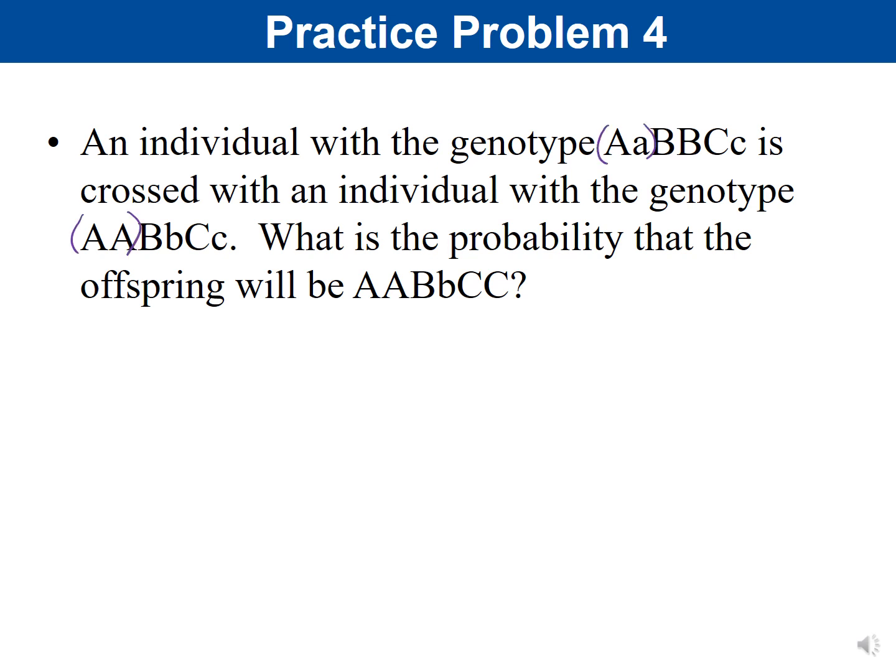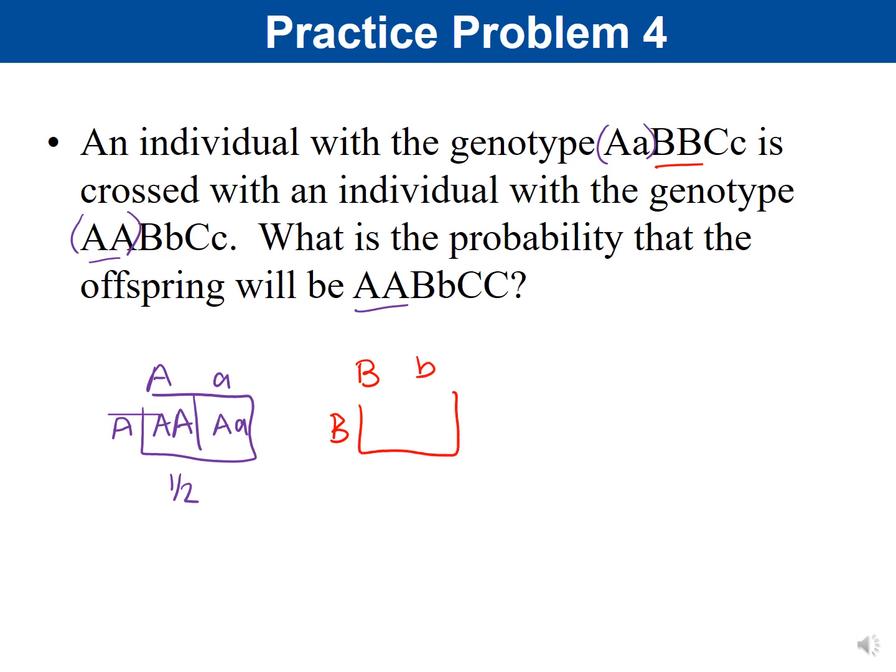So we'll do A's first. Big A, little a. The other parent can only give a big A, so we only have to draw it once. Big A, little a. And I'm looking for big A, so 1/2 probability of being big A. Then we're going to cross our B's. So big B, only a big B, and that's crossed with big B, little b. So big B, little b. Probability of being big B, little b, 1/2.